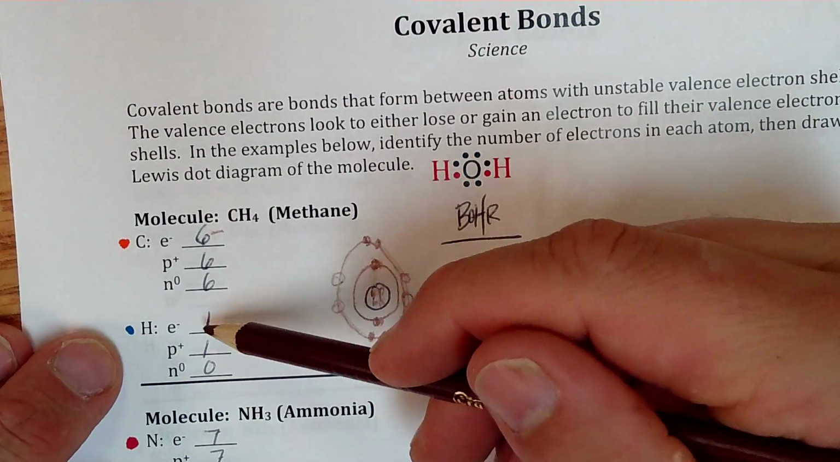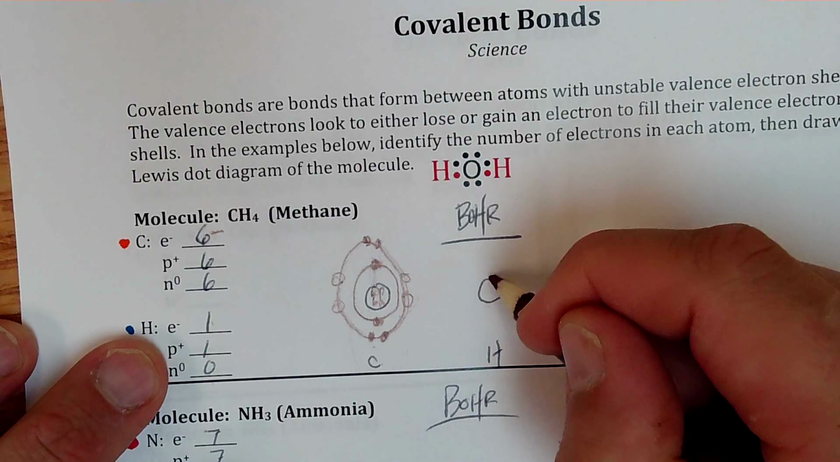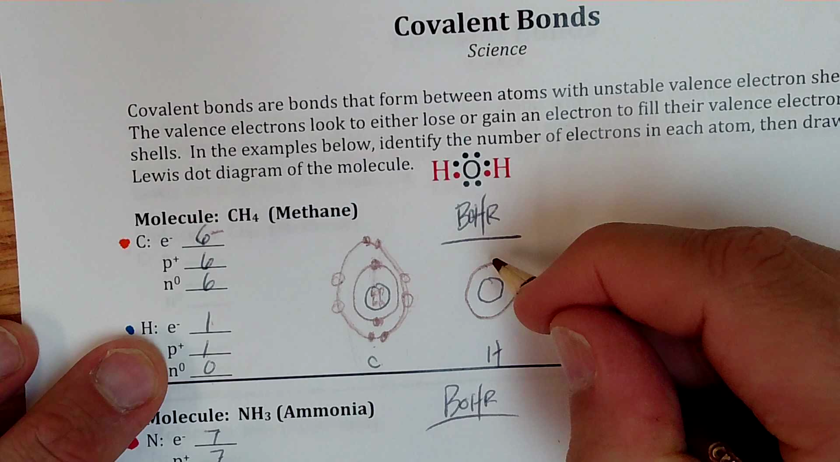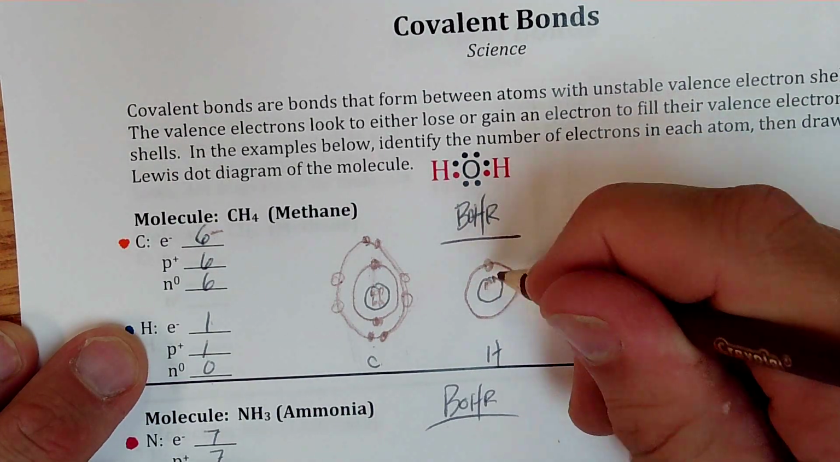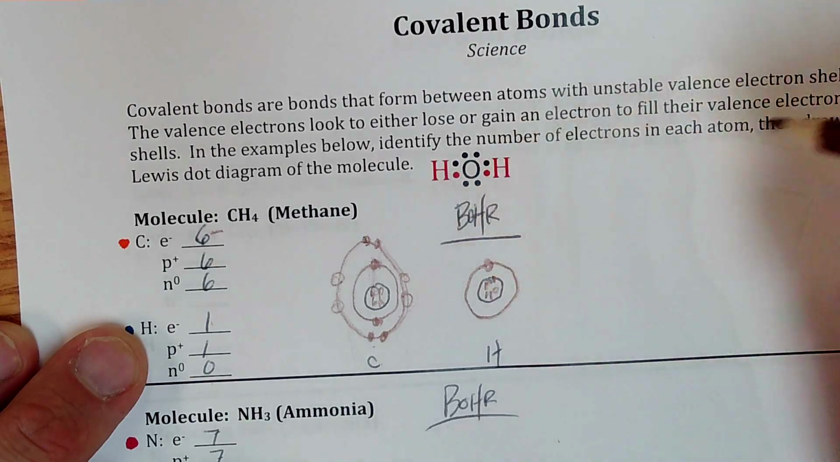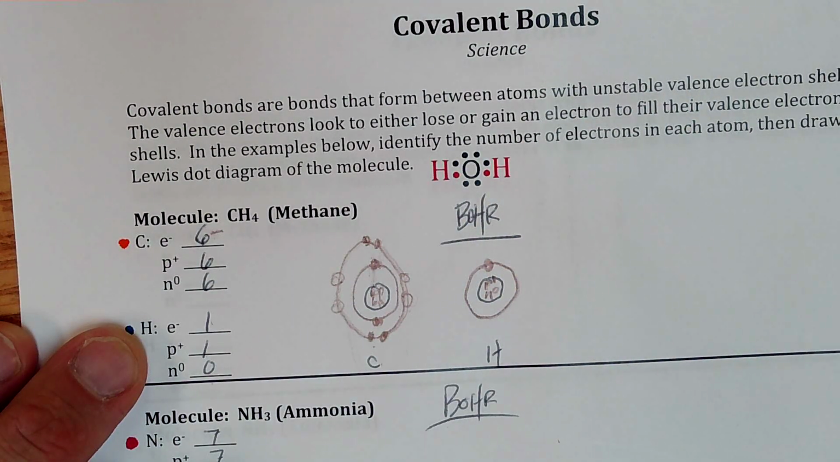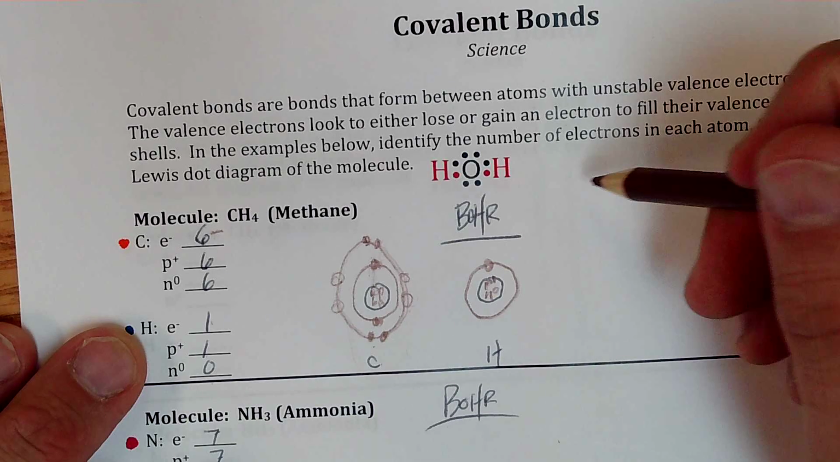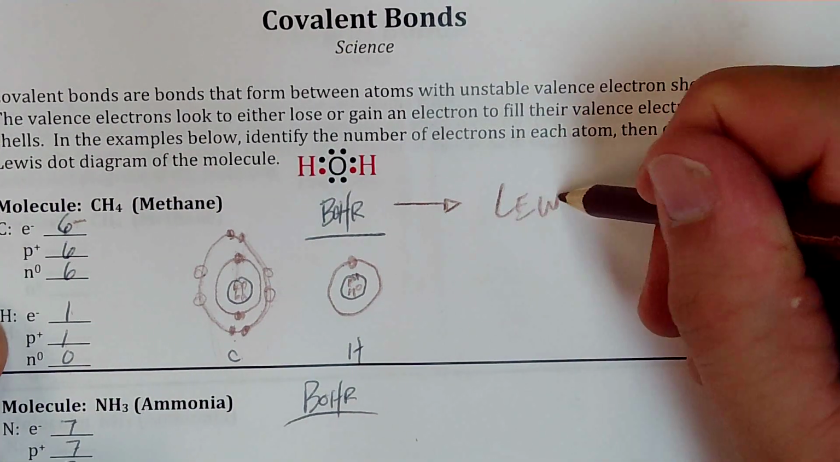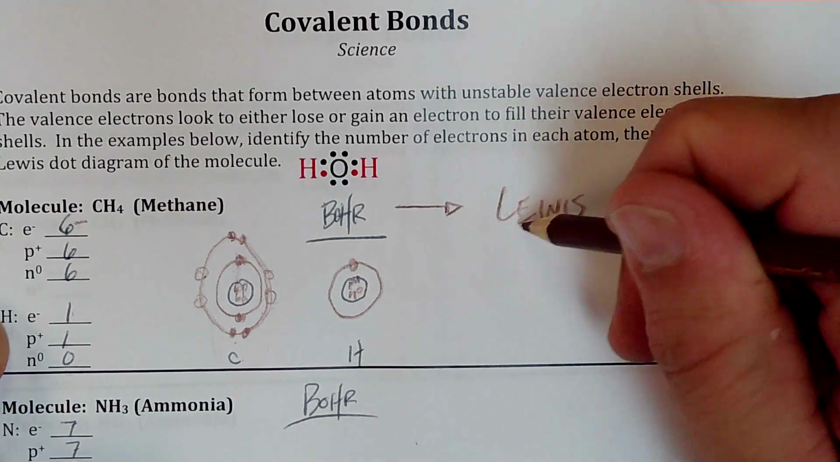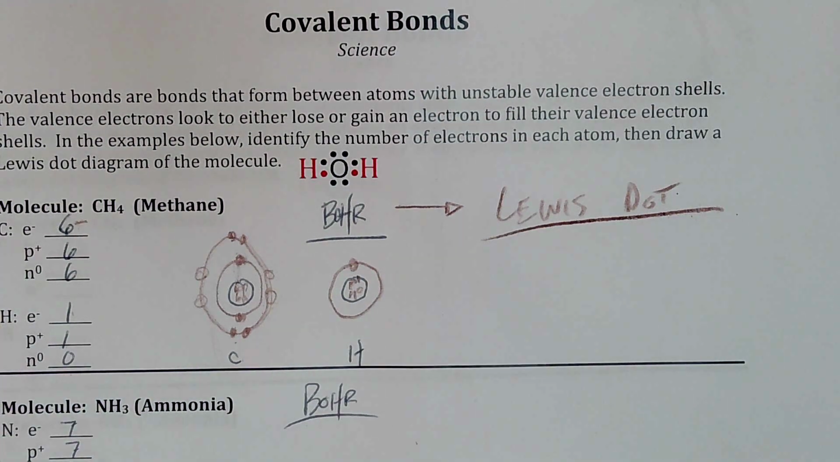For hydrogen, 1, 1, and 0. So my 1 electron goes around the outside, 1 proton, and 0 neutrons, okay? And so this is a Bohr diagram, but we're going to simplify it, and we're going to put it into Lewis dot diagrams, okay? The Lewis dot diagram takes this concept and it makes it real simple.